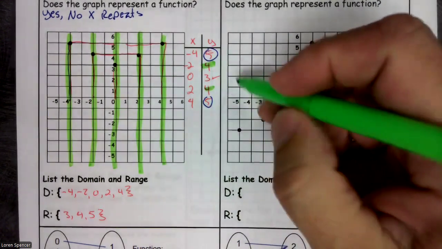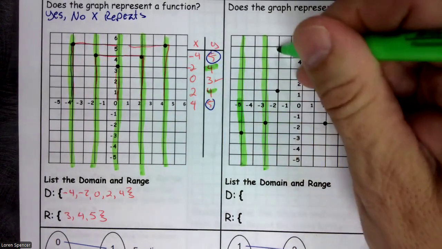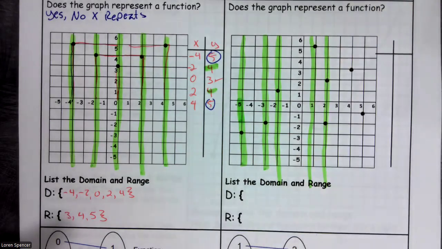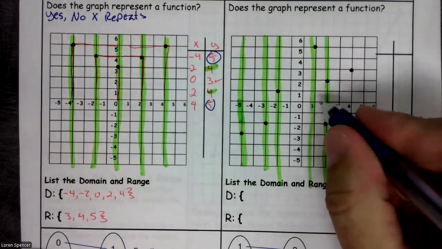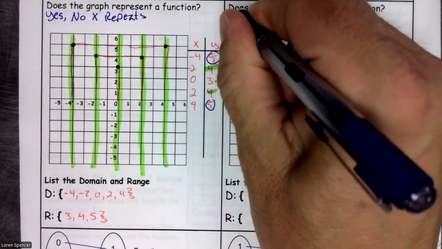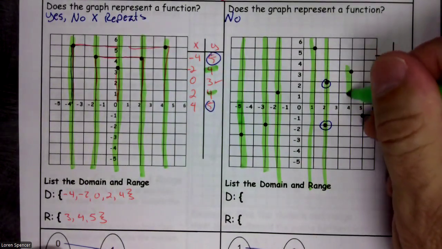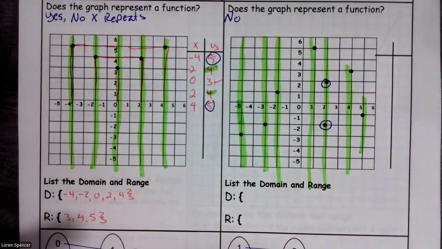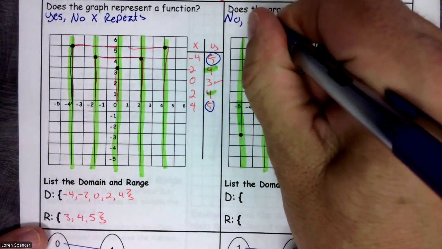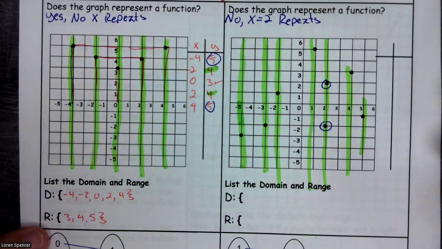The next graph, my vertical line only hits 1. Vertical line hitting 1 point, 1 point, 1 point. So far, it's a function. Uh-oh. We hit 2 points. So the answer is no, it does not represent a function. And let's keep going, make sure we don't have any others. The reason it's not a function is because x equals 2 repeats. Remember, the x's cannot repeat.